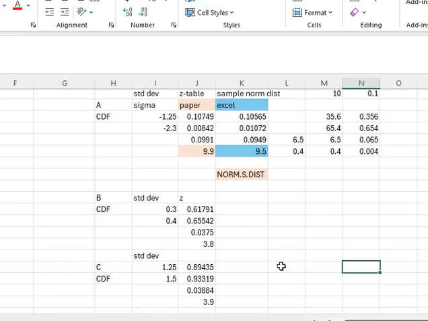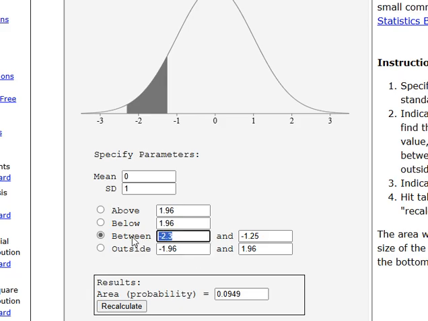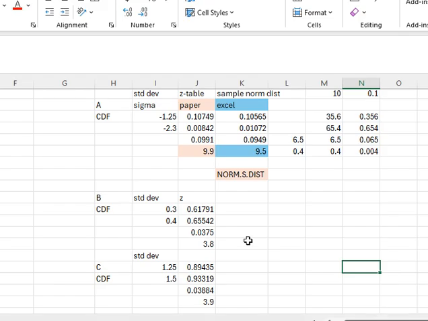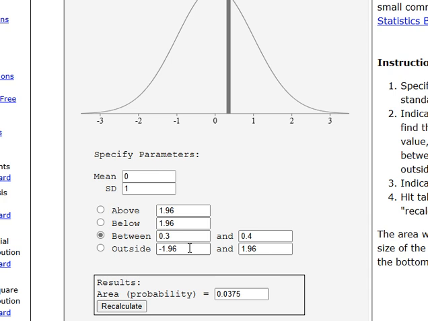Here. And then of course another one is going from 0.3 to 0.4. So 0.3 and then go to 0.4. That's going to give you this little tiny area, which is 3.75, which is 3.8. So our calculation is correct. Here. And then 1.25 to 1.5. So you go 1.25 to 1.5 here, and that's going to give you this little area.